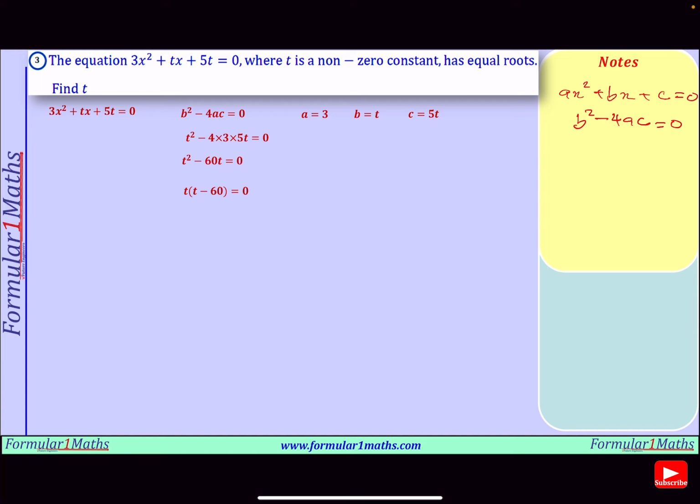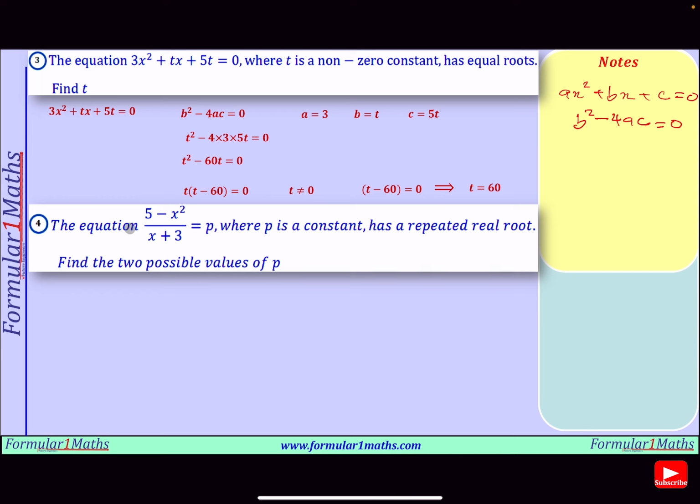So when we solve this, one solution will be t equals 0, but we are told that t is a non-zero constant. So on this occasion, and for this particular question, t cannot be equal to 0. So t minus 60 is equal to 0, and therefore t is equal to 60. And that's our value for t.